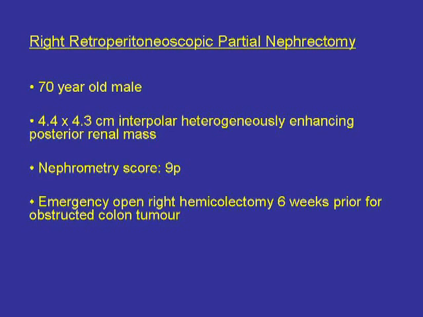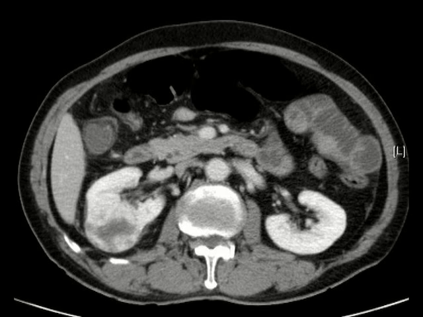Our first patient is a 70-year-old gentleman with a 4 cm right posteriorly located renal mass. He underwent an emergency open right hemicolectomy 6 weeks ago for an obstructed ascending colon tumor.